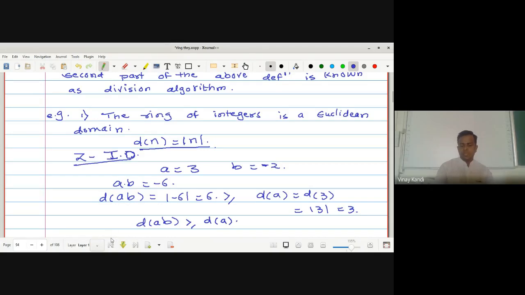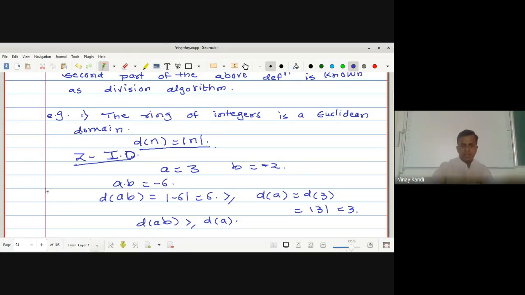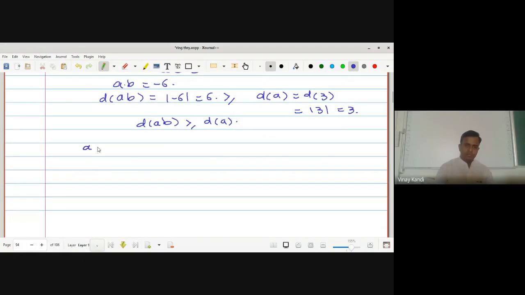First condition is satisfied, right? Yes, sir. Okay, and the second condition? For any A, B belongs to R, and your B must be non-negative, there exists Q and R belongs to R such that A is equal to QB plus R. Suppose my A is 9 and B is 2. Okay, so we can write 9 is equal to 2 into 4 plus 1. This is your A, this is your B, this is your Q plus R.